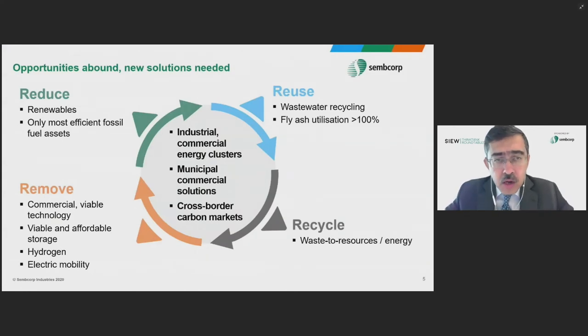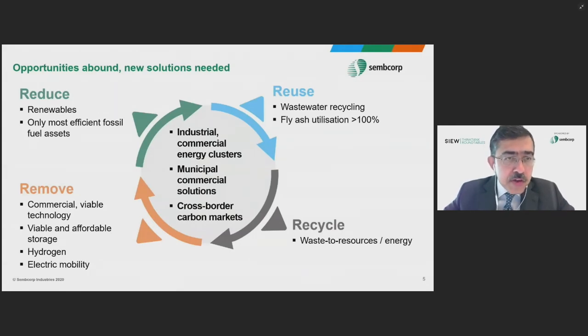I'll use the four R's. At SEMCOP, as it is for the Indian economy, this transition towards these four R's is really at the center of our strategy. It's in our DNA, but it's also the center of our strategy. And there's opportunities in each of the four.